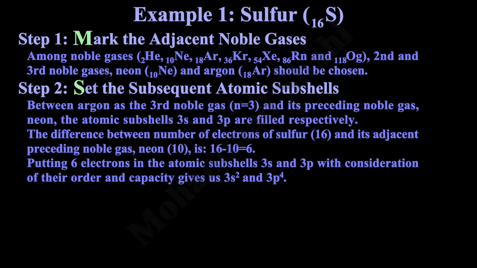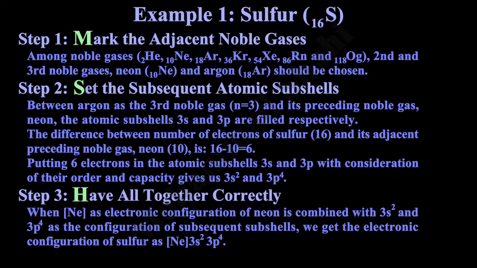Of these 6 electrons, at first 2 electrons are put in the 3s subshell to completely fill it, and then the remaining 4 electrons are put in the 3p subshell to give the electronic configuration of 3s2, 3p4 for the subsequent atomic subshells. Finally, the third step is to have all together correctly, which gives us neon 3s2, 3p4 as the electronic configuration of sulfur.